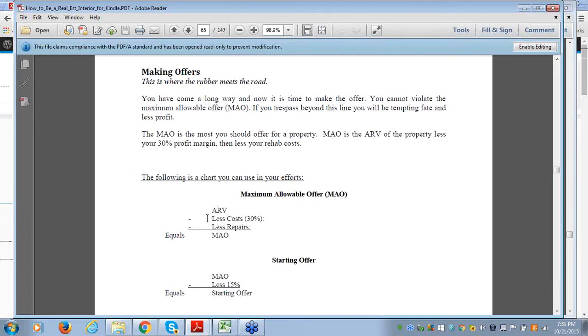So 100,000 minus 30 gives me 70. If I determine the place needs $20,000 in repairs, now that takes me down to $50,000. So I have to be able to find homes for $50,000. And yes, you can do that, because there's plenty of people going through divorce, through a probate, which is estates, people who have deceased, bankruptcy, foreclosure, all kinds of possibilities, right?